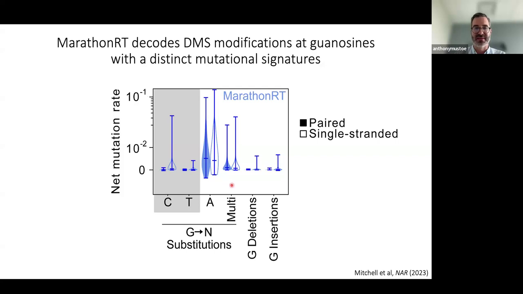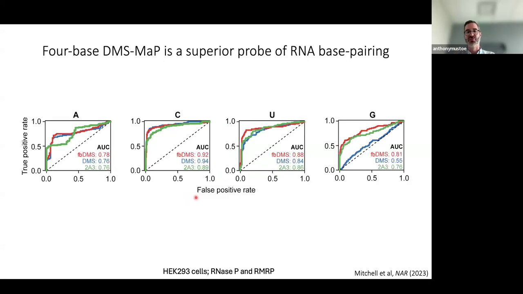And so what David did is he said, well, let's just focus on the stuff that has information, these C and T substitutions. When we do that, we can recover quite specific information about base pairing that compares to, and in many cases outperforms, what one gets from a SHAPE reagent.